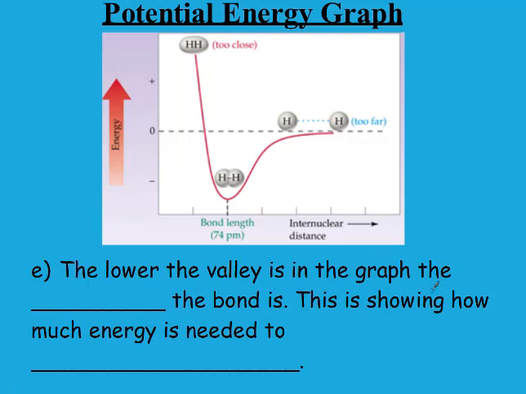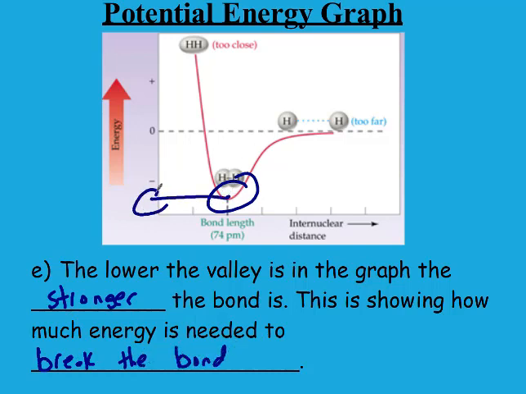The lower the valley is in the graph, so this valley here, the stronger the bond. This is showing how much energy is needed to break the bond. Basically, what's happening is this amount of energy, whatever that corresponds to, that's how much energy was released when that bond was formed. So that's how much energy would have to be put into the bond to break it again.